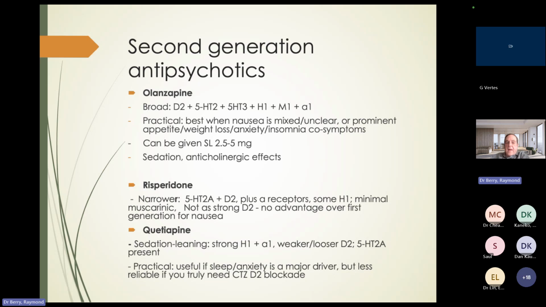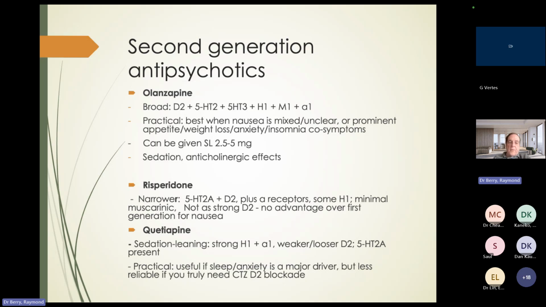It's nice to have an understanding of where it fits and what mechanisms it's blocking. It can be given sublingually too, which is very helpful. Anything that can be given without swallowing orally for nausea is very useful. A low dose of 2.5 to 5 milligrams works quite nicely. So it can fit in. You may be trying some of the dopamine blockers first, but this can fit in when there's a more mixed pattern.